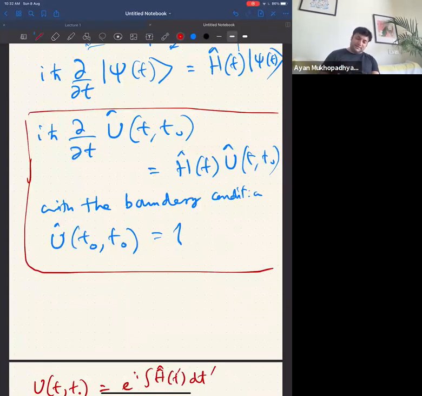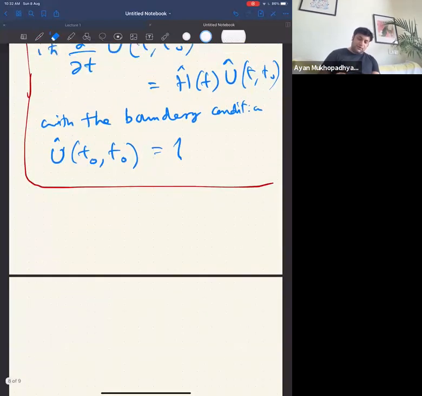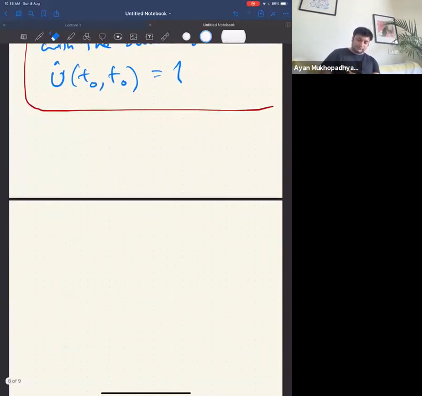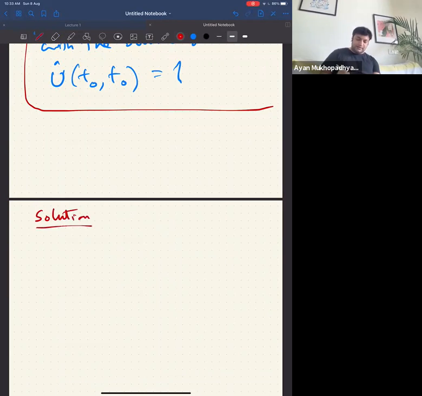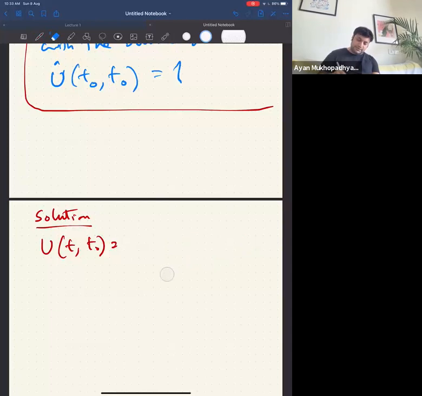So the solution of this equation is easy to see. It should take the following form. First, I should be able to write U(t, t0) equal to the identity minus i by h bar. What you're saying is almost correct, but it gives a recursive form. H of t times... I'm sorry, I should have written it. One moment.